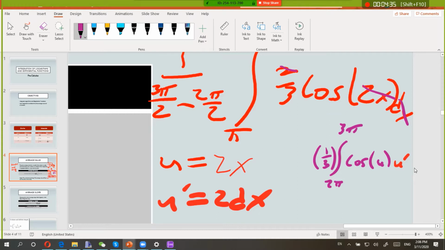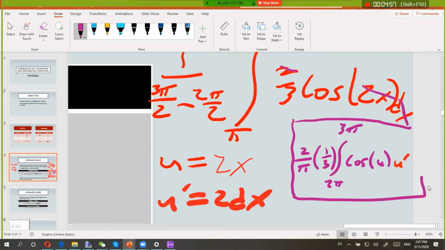What's 1 divided by pi over 2? It becomes 2 over pi, right? If I'm dividing by a fraction, I can flip and multiply. So 1 divided by pi over 2 is the same thing as 2 over pi. Okay, so this is my same integral, but in terms of u.